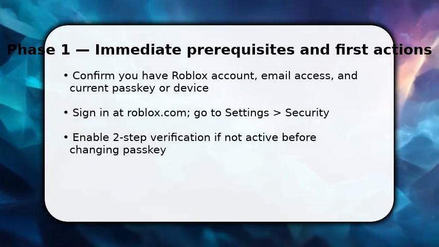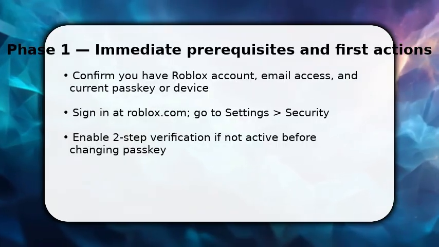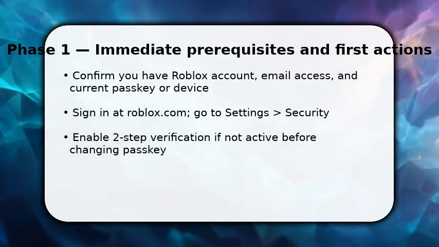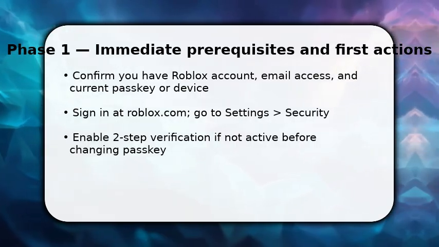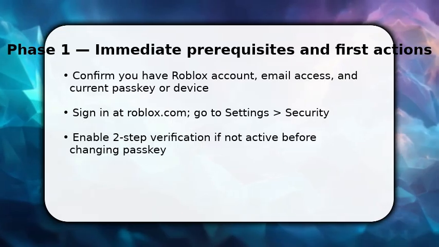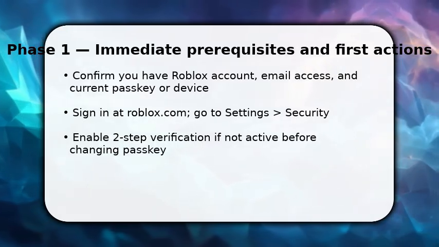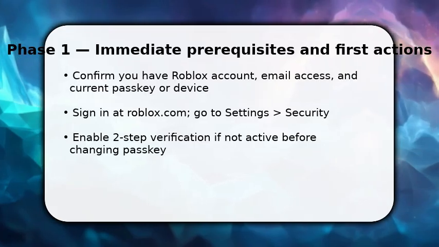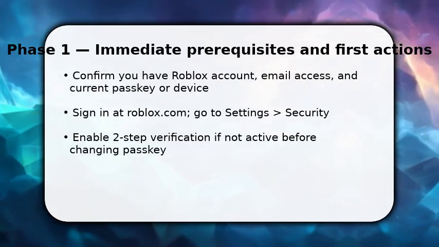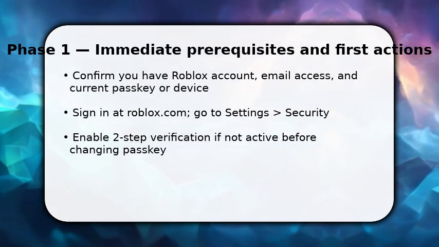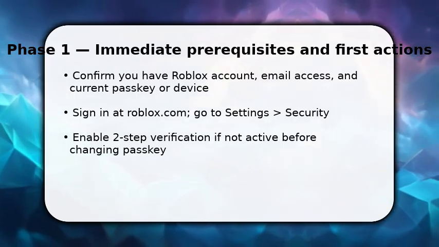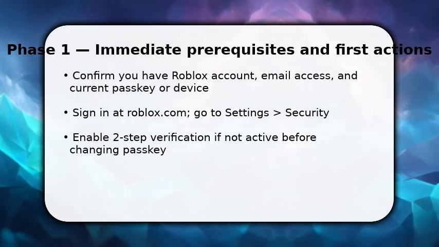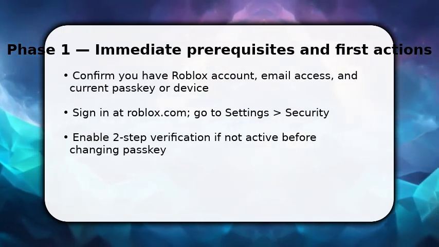You start by signing in, go straight to Settings and choose Security. Make sure you can access the email tied to your account and have the current passkey or device ready. If you don't have two-step verification enabled, enable it now, because Roblox may require extra verification before allowing a passkey change. Once done, locate the passkey section. You're ready to initiate the change. This avoids lockouts and speeds the process, so don't skip verification or email checks.